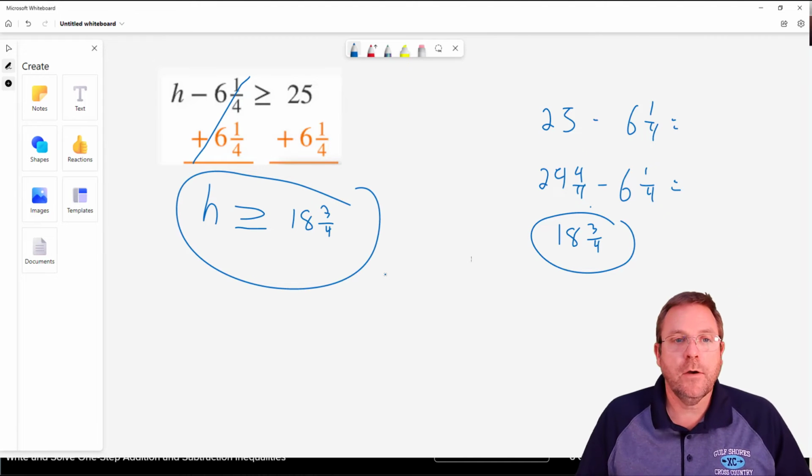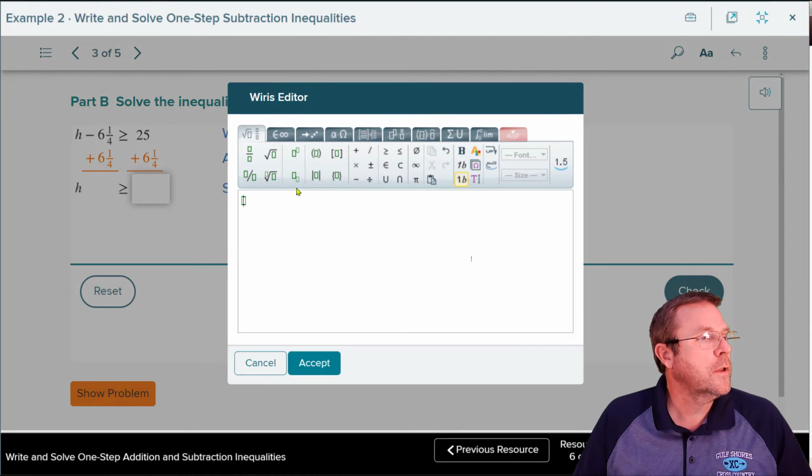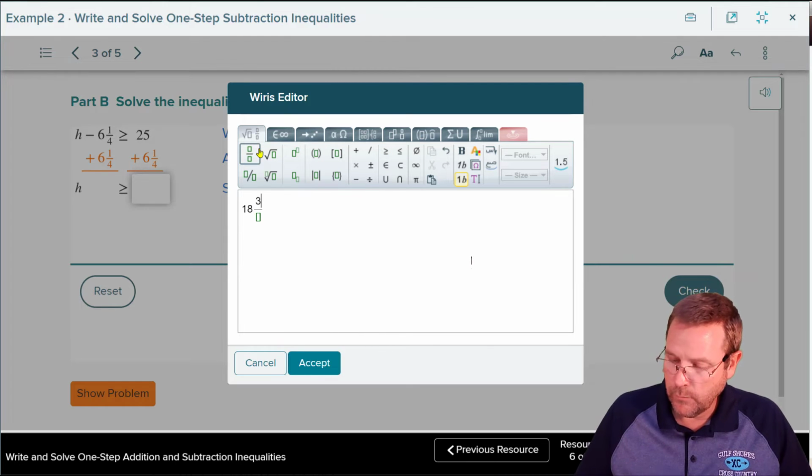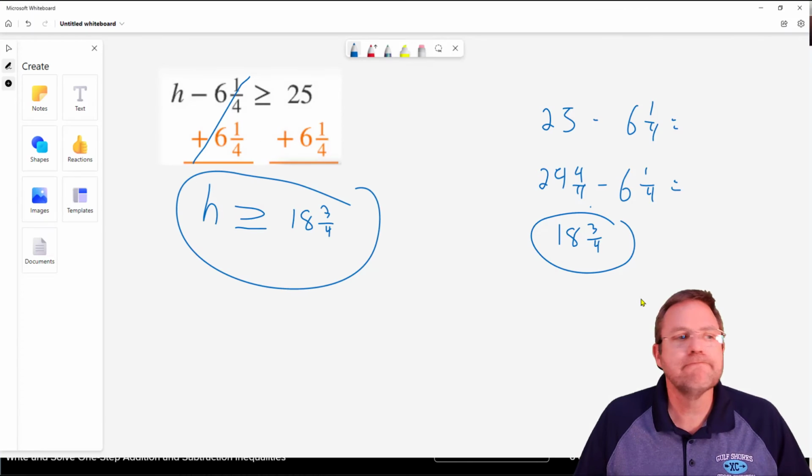I'm going to jump back over to the page where we could put our answer in, which is right here, and we're going to put in our 18 fraction bar, 3 over 4, and check it. And uh-oh, what did I do wrong there?